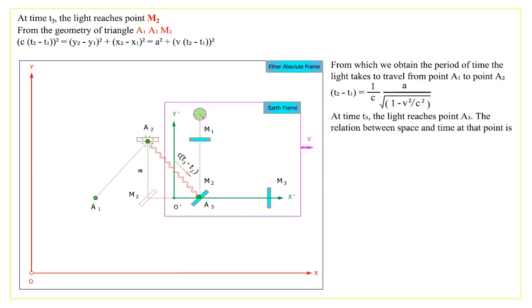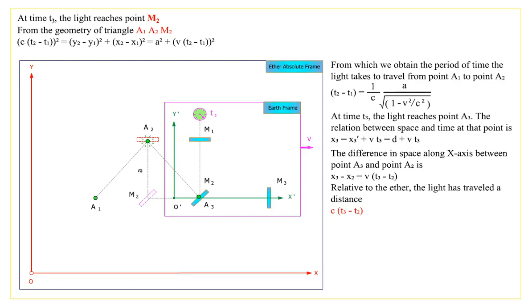At time t3, the light reaches point A3. The relation between space and time at that point is x3 equals x3 prime plus v times t3 equals d plus v times t3. The difference in space along the x-axis between point A3 and point A2 is x3 minus x2 equals v times t3 minus t2. Relative to the ether, the light has traveled a distance c times t3 minus t2.